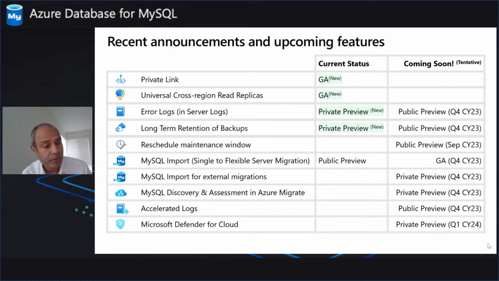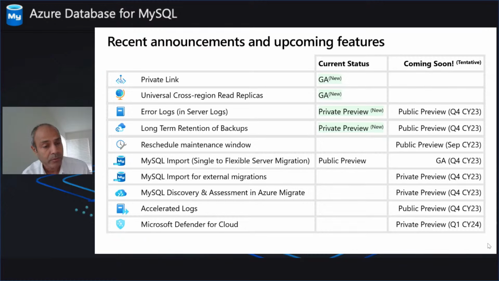Lastly, we have accelerated logs. That's part of the continuous improvement in our business critical offering. With this feature, which is public preview, we are targeting Q4 again. We will have your binary logs, or the bin logs, on a fast disk to improve the write throughput.